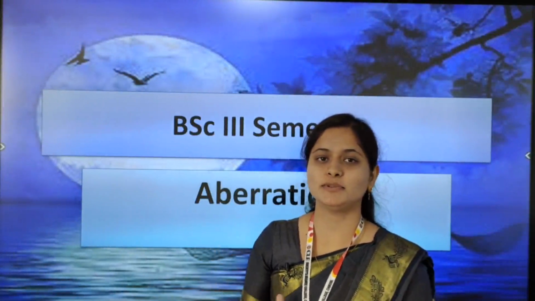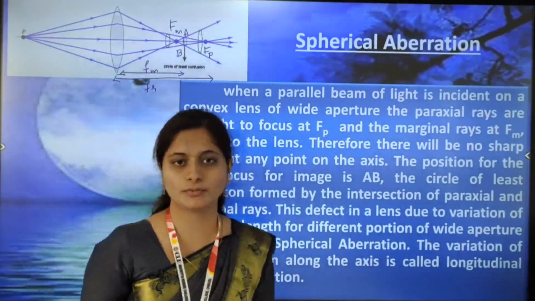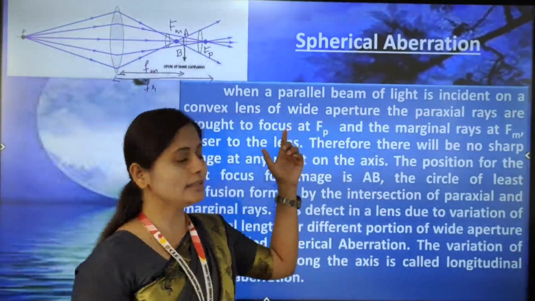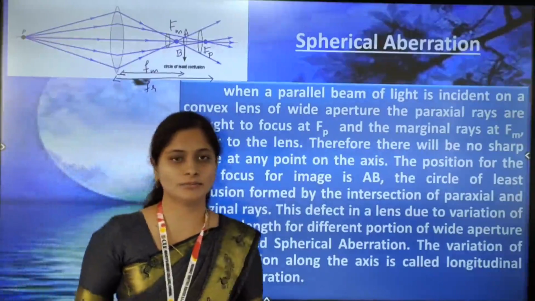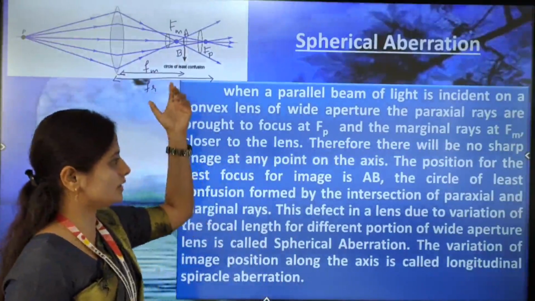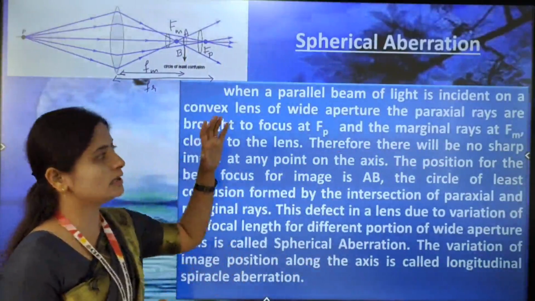So in today's session we will start your BSc third semester, the second part of the third unit, aberration. Already in the first part we studied the definition of aberration and the types, chromatic as well as achromatic aberration. So in today's video we will start spherical aberration. For studying spherical aberration, we must concentrate on this diagram. By this diagram we have to explain the term. See here, spherical aberration.